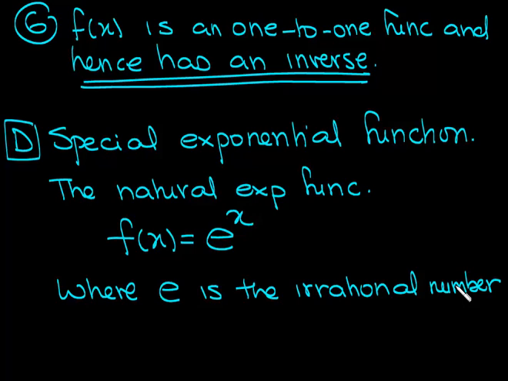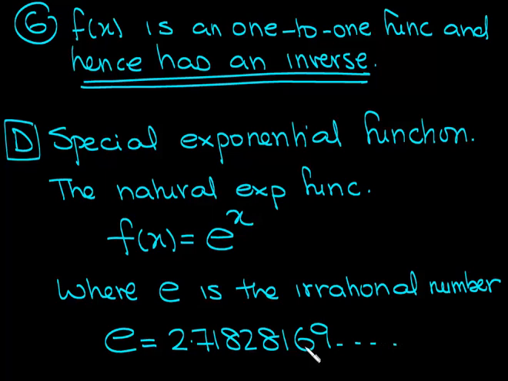Another way to look at it is it's a decimal number that never terminates. It just keeps going on and never repeats. A classic example of an irrational number is pi. And this is another example where e is an irrational number. e is equal to 2.71828169 and so on. All calculators have a key for e on them.